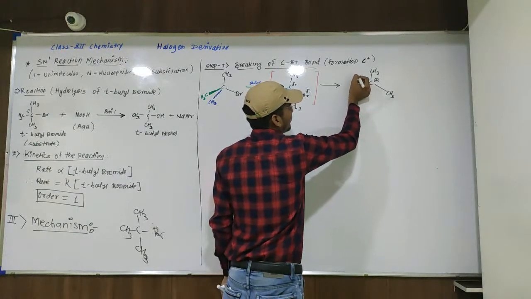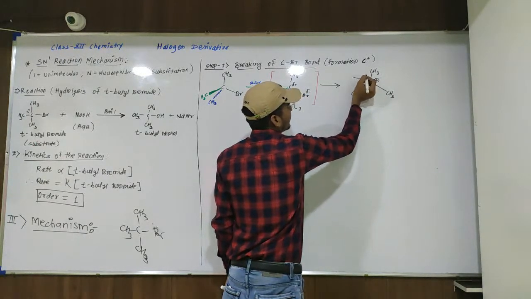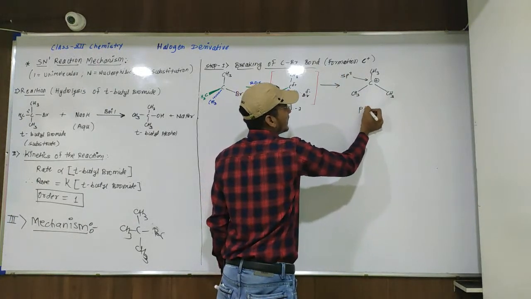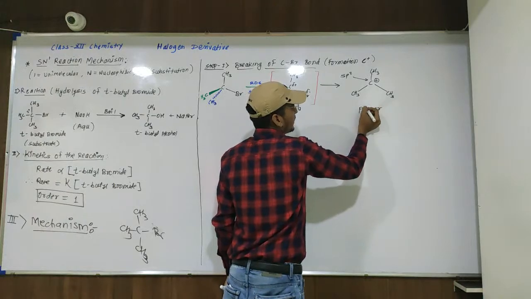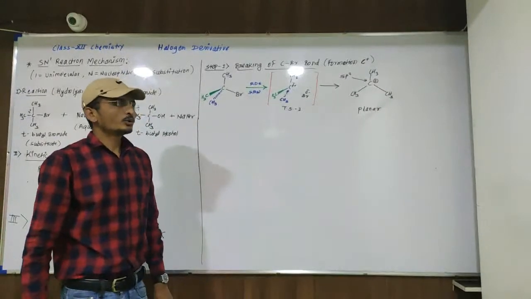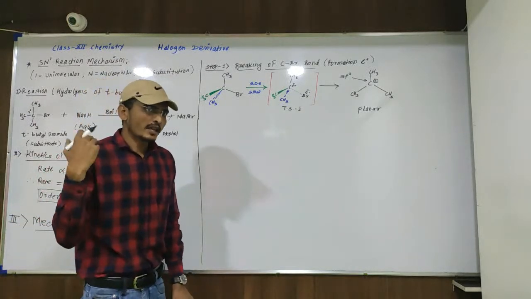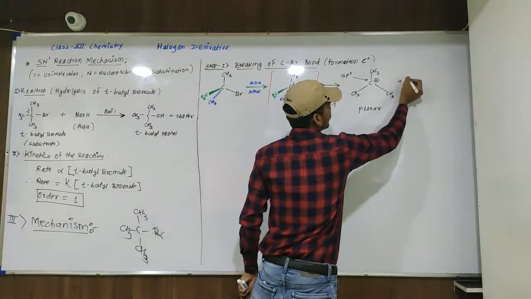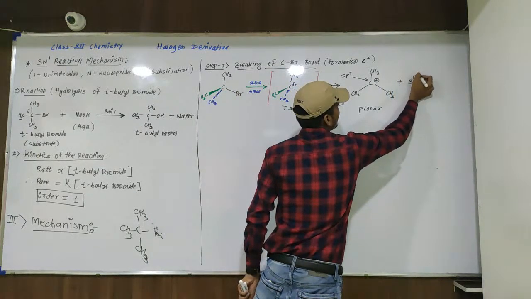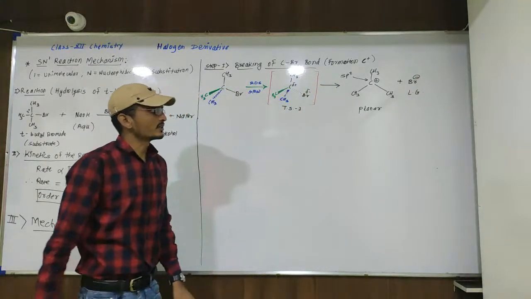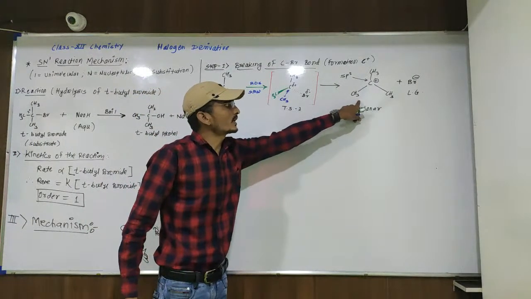So why is it planar? Because in this carbocation, the carbon has sp2 hybridization. That's why this carbocation is planar in nature. And the carbocation always has sp2 hybridization. And what is the leaving group here? Br minus. So this is the leaving group, Lg. That is nothing but Br minus, and you will get the carbocation here.